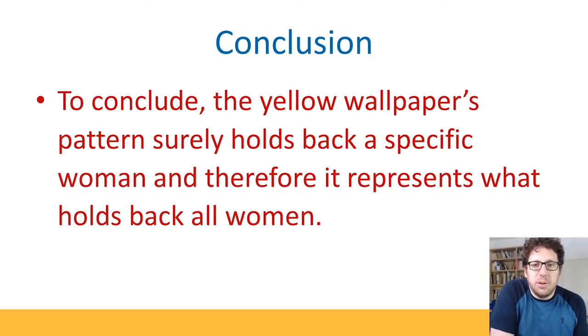So, to conclude, the yellow wallpaper's pattern surely holds back a specific woman and therefore represents what holds back all women. Here, this is what I was arguing. This is what the pattern represents, a kind of prison cell. It represents bars, and more generally, it stands for what suppresses women and their freedom of movement. So I say this again as the last sentence.